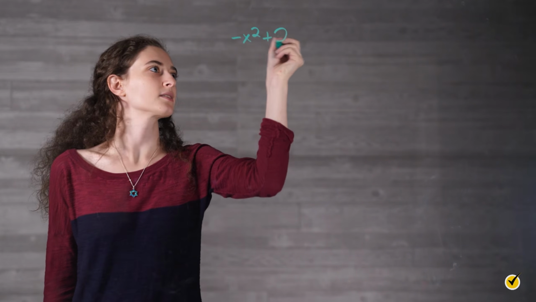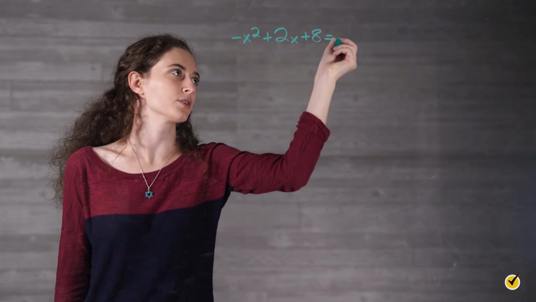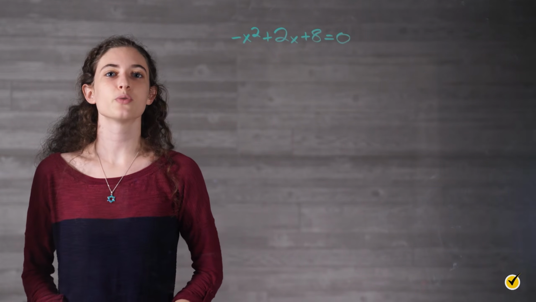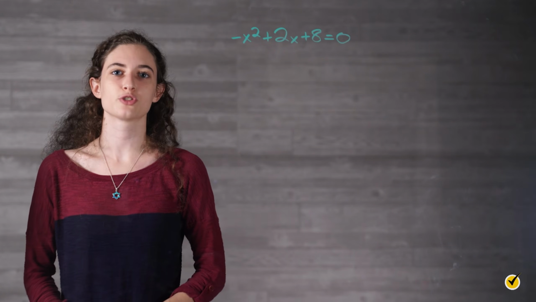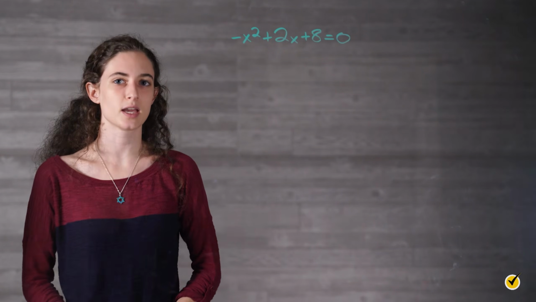Factoring is nice, but not every equation can be factored easily. Luckily, there are a couple more methods we can use, including the completing the square method. The idea behind this method is to create a quadratic equation that contains a perfect square, and then take the square root to find the solutions. Here's our equation again: negative x squared plus 2x plus 8 equals 0. To complete the square, the equation needs to not only be in standard form, but the coefficient on the squared term needs to be positive instead of negative.